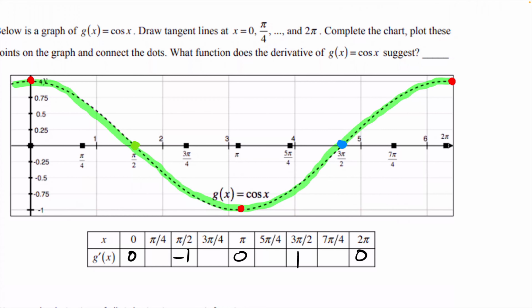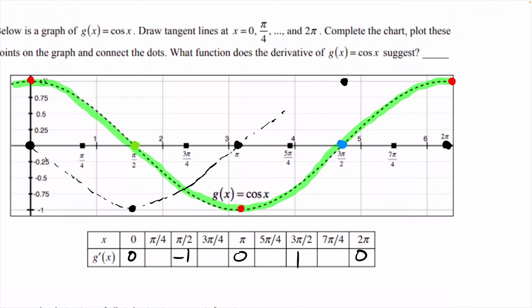I got 5 points, just like I did the last time. Let's sketch it and see what it looks like. 0, 0, make a dot. Done. Pi over 2, negative 1. Pi, 0. 3 pi over 2, 1. And then 2 pi, 0. Okay, so let me draw a little dashed line here to connect all the dots.